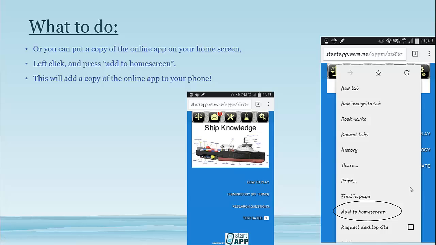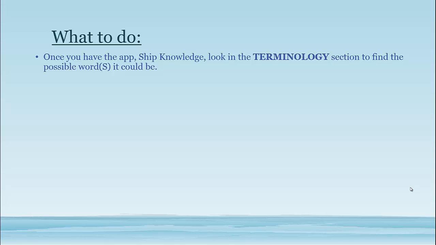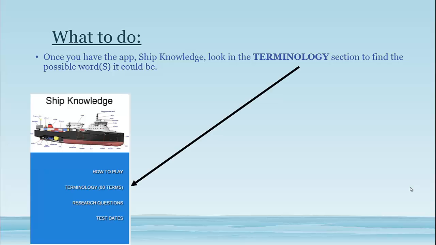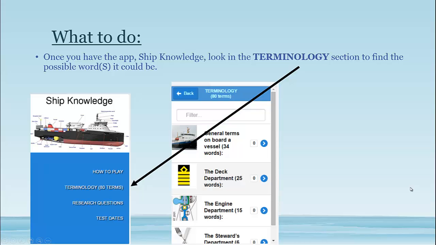So now you're looking for the word. You see what it is, and you want to know what word it could possibly be. Well, once you have the app Ship Knowledge, look in the terminology section. And in the terminology section, you have all 80 terms. And then you're going to have to choose which area of terms to go into.